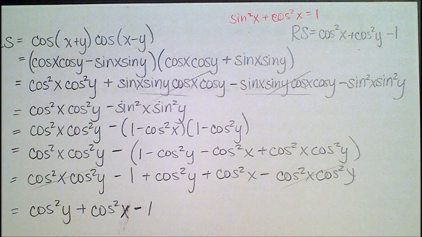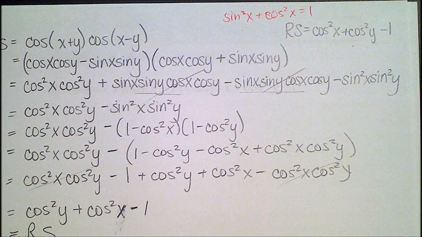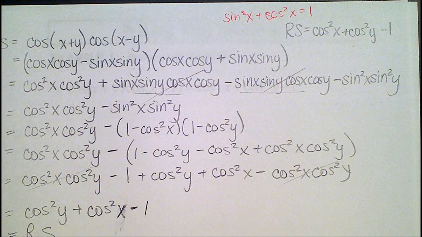Okay, so that was a bit of a messy one. It had a lot of steps to actually get through it. So you had to use a Pythagorean identity, you had to use a distributive property, you had to use compound angle formulas, lots of mess, but eventually it looks like the right-hand side.